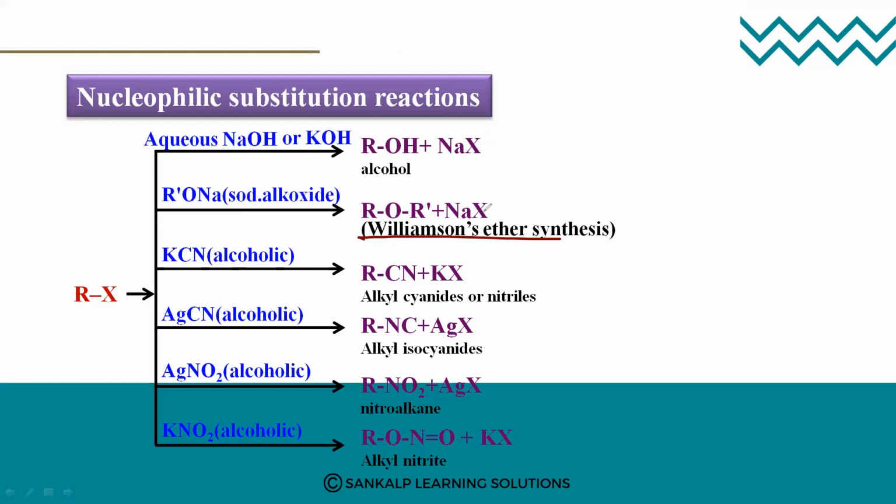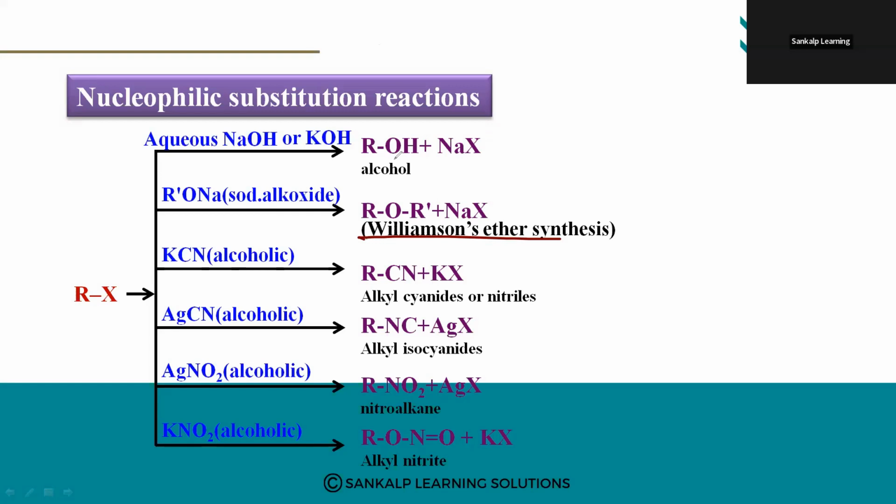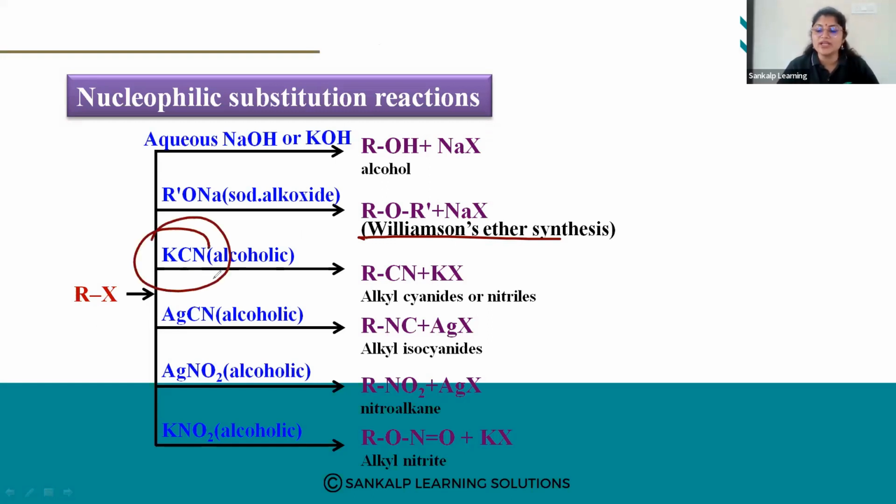And the byproduct obtained is NaX. Okay. So when alkyl halide is treated with sodium alkoxide, it gives you ether and NaX, that is, the byproduct obtained is sodium halide. So this is another nucleophilic substitution reaction. Next is alkyl halide when you treat it with KCN, that is potassium cyanide.